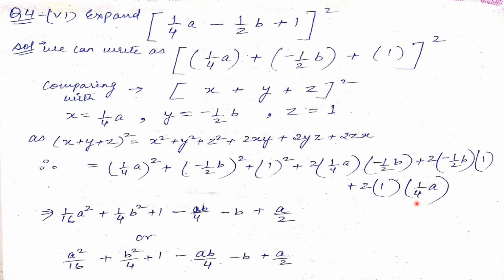Then similarly I put these values. I will not explain again. Now by solving I got this, which can be written as a square by 16, b square by 4, plus 1 and this thing. I hope you will understand this. Just pause the video and solve on your own.